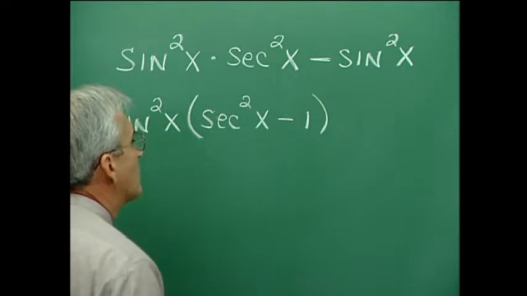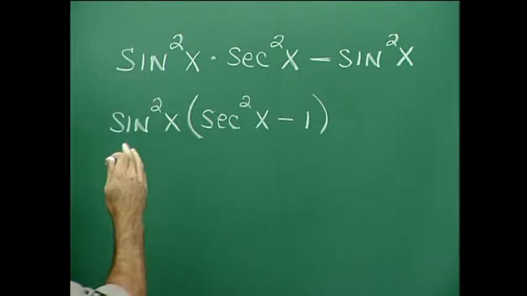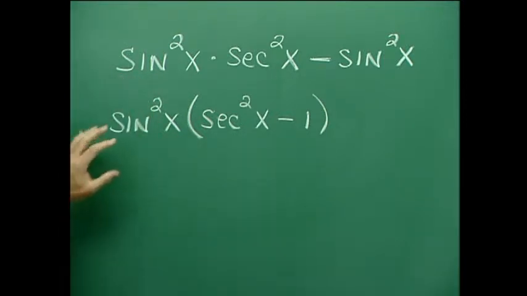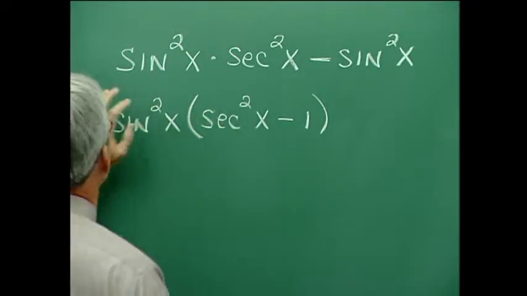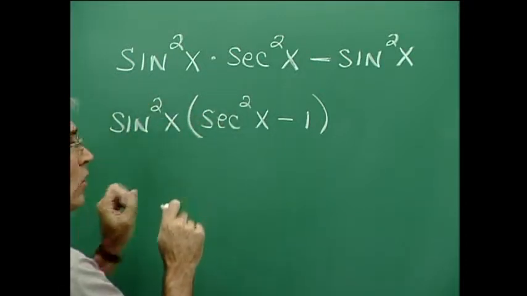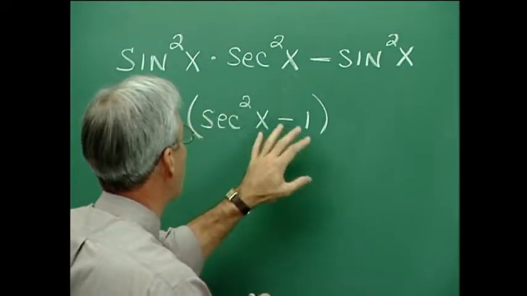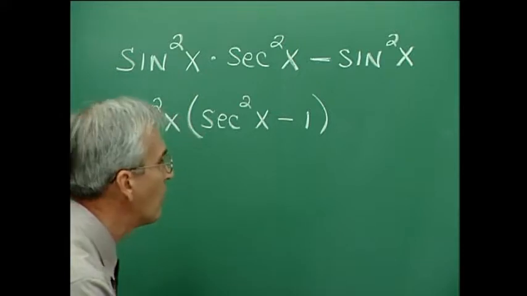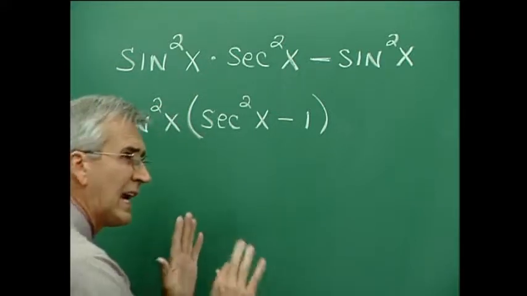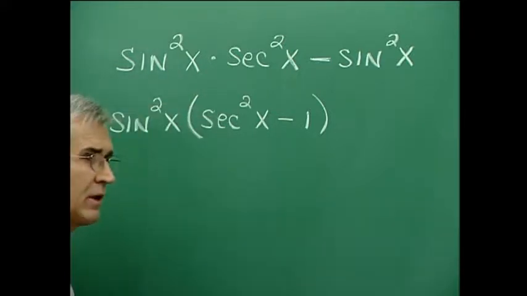So we get this. Now how can we simplify from here? Well, I could look at this and try to rewrite it in some other way, but no, I want to look over here. Secant squared x minus 1 looks vaguely familiar. It might be related to one of the Pythagorean identities. It kind of looks like something I remember from the past.